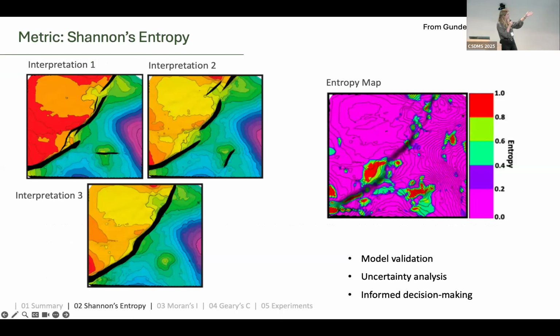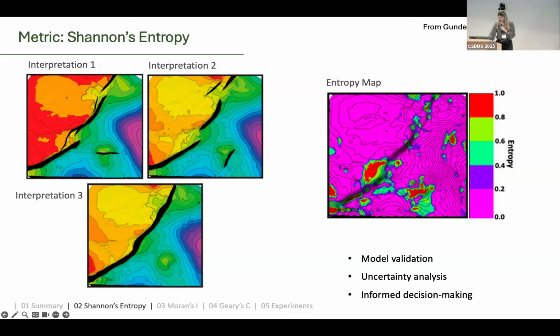To make those things more palatable, we have this example. Let's say we have 3 interpretations of the same surface. If you look at them, you wonder, where do we have differences? A way to assess that more quickly is through an entropy map. High values, in red in that figure, are the places in which your interpretations are different. Low values of entropy are the places in which your interpretations have similar values. That will help you with model validation, uncertainty analysis, and then informed decision making.